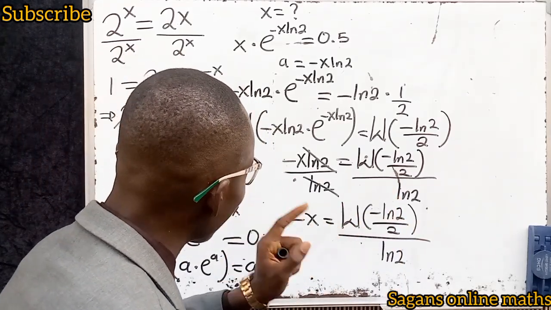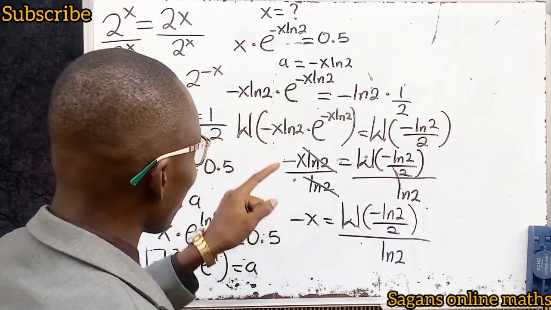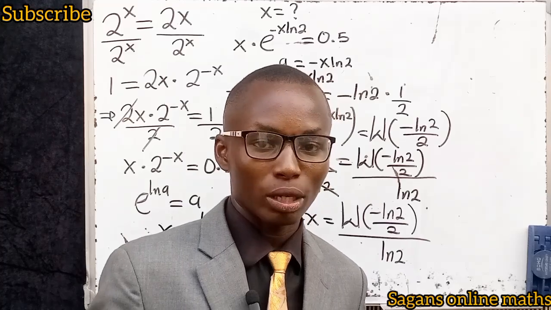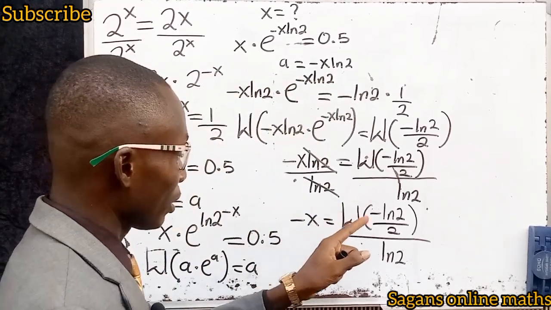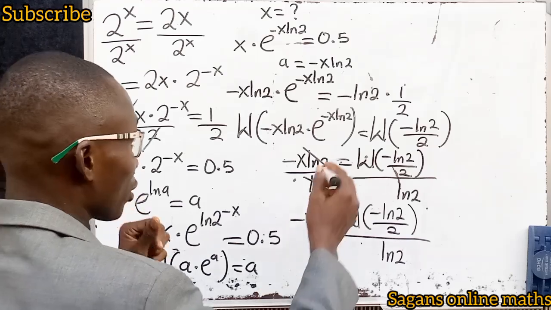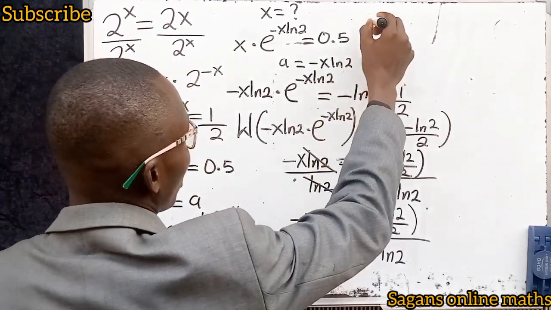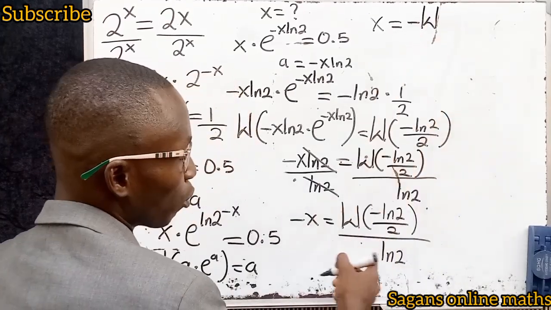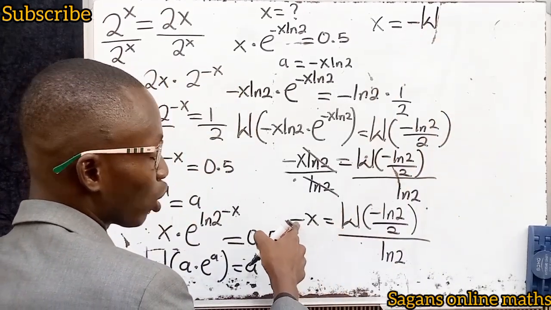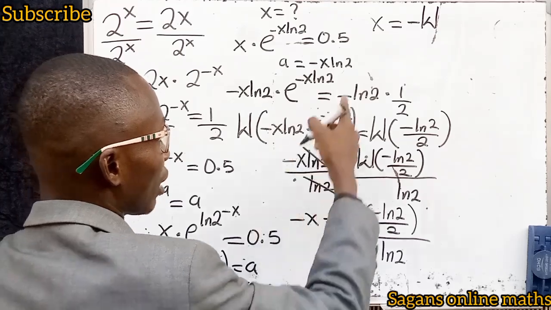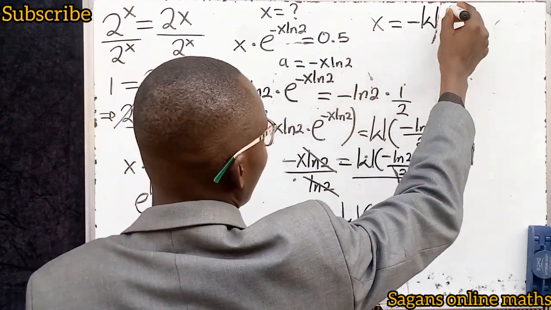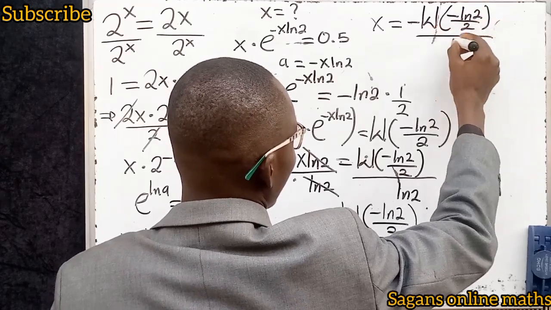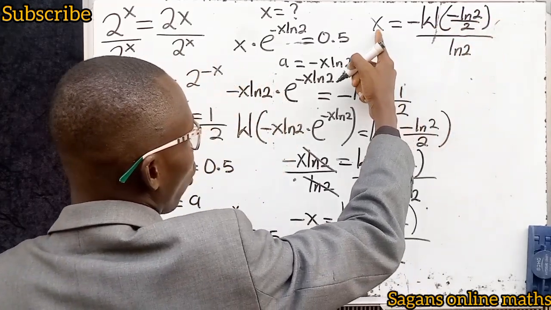But remember, we are asked to find the positive x, not the negative x. So what are we going to do so that I can remove this minus x from here? We have to multiply both sides by minus 1. Now if you multiply this by minus 1, also multiply this by minus 1. So now this is x equals the minus W function, because that minus you multiply both sides will affect this W function, and the minus will cancel out. Remember that minus times minus is positive. That's why positive x equals the minus W function of minus ln 2 divided by 2 all over ln 2. Now this is the value of x.